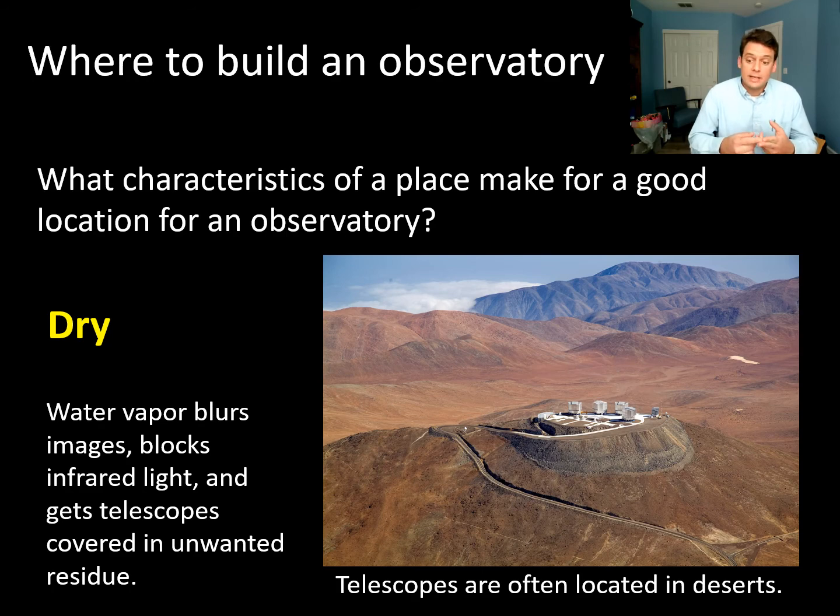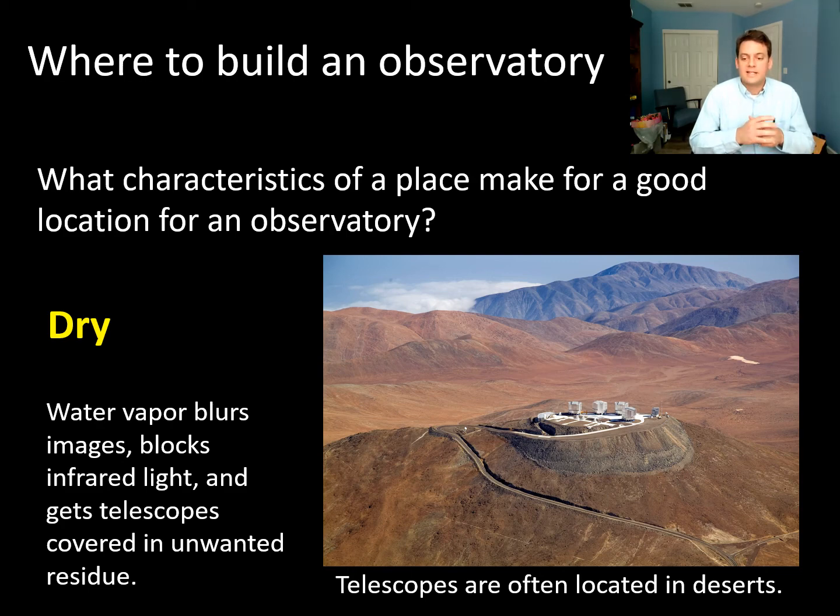It blocks infrared light, which is a problem for infrared telescopes. Again, we tend to focus and think about visible light telescopes, but a lot of the biggest and most powerful telescopes that are used now look at wavelengths outside of the visible range, and so infrared light can be blocked by water vapor, so that's not good. And if you've got moisture in the air, then when you wake up in the morning, it will likely have gotten cool enough that it will condense, and then you'll get condensation on your instruments.